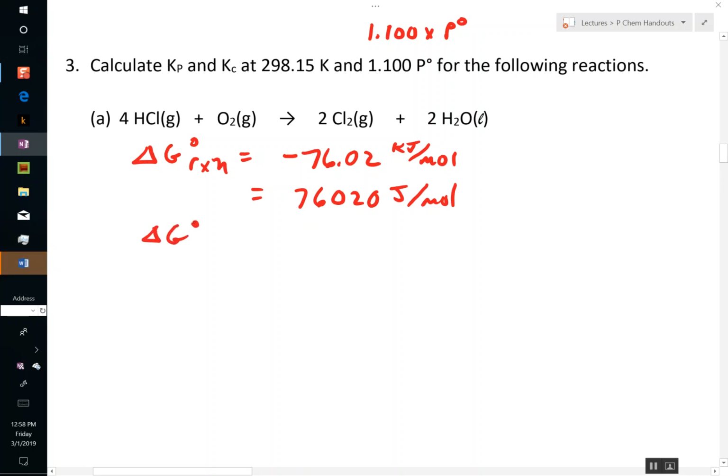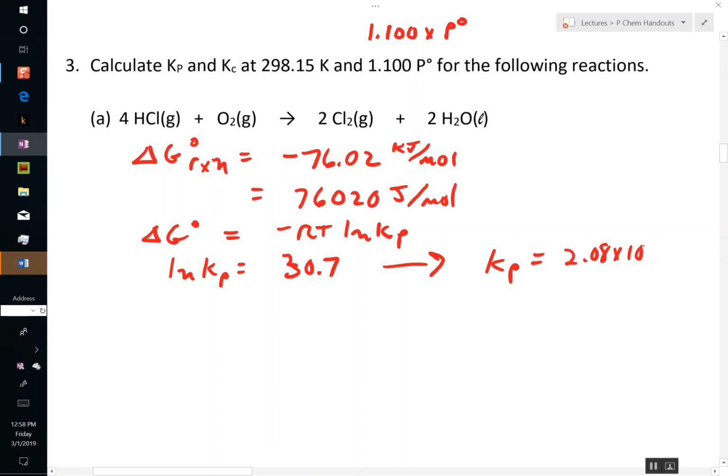So delta G naught equals negative RT ln K, and this is like a Kp. ln of Kp equals a whole bunch of numbers. You do this and you get 30.7, which corresponds to a Kp equal to 2.08 times 10 to the 13. Okay, so let's just accept that. You can go back and check all of that. And this is our Kp.